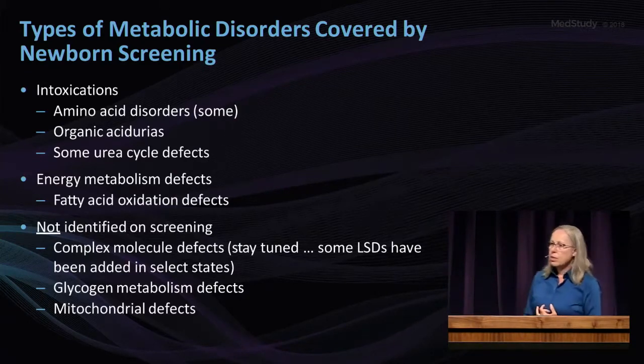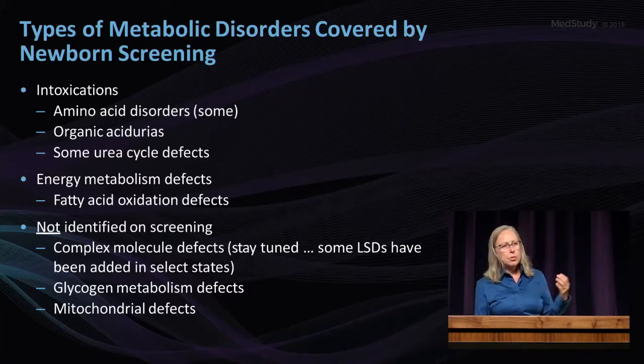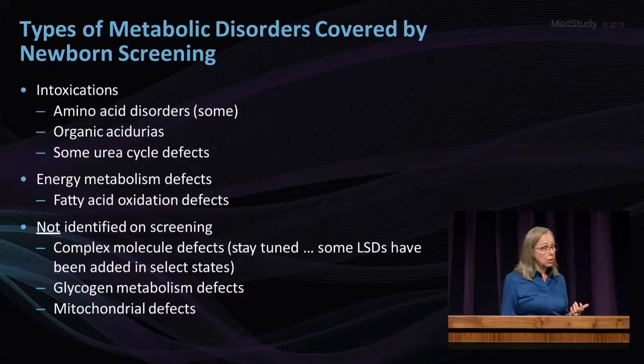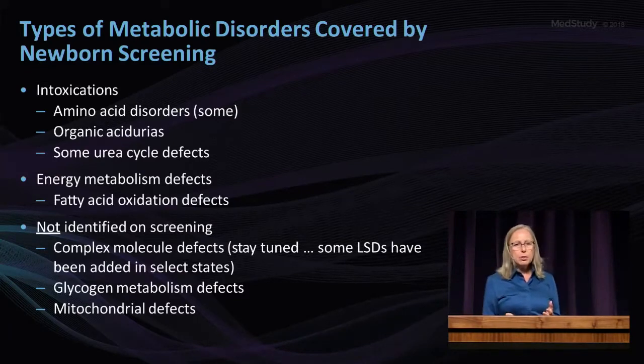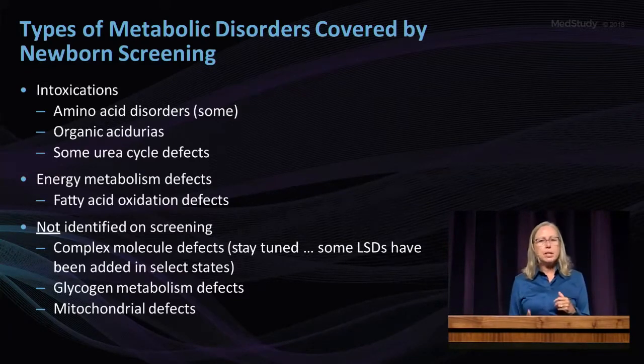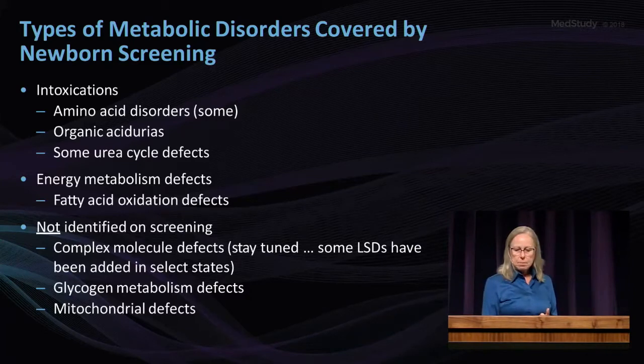You really can't screen for the glycogen metabolism defects because they're going to present with hypoglycemia. There's not an abnormal metabolite to go looking for. And the mitochondrial defects are difficult as well because you may throw off abnormal metabolites with time, but they're not very consistent.